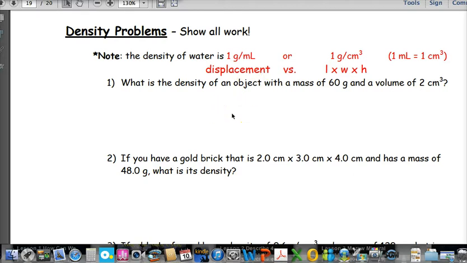I'm not going to spend a lot of time on density because they don't ask a lot about density on the Regents exam, so there's really no need for us to spend a lot of time. So here we're just going to do a couple of questions.